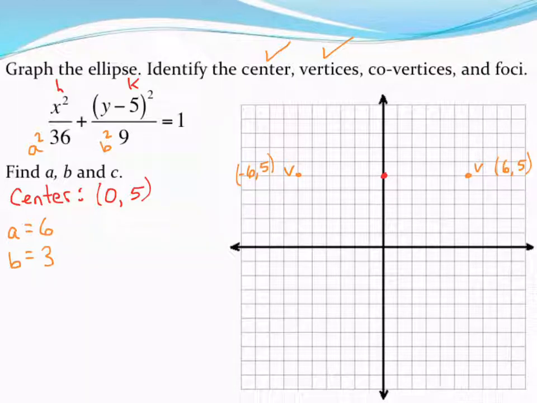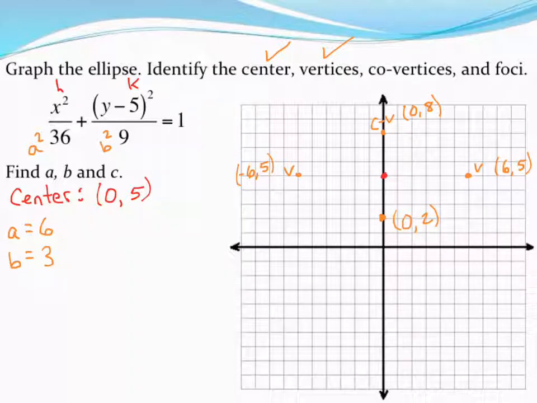So from the center, count up 3, 1, 2, 3. That's going to be called the co-vertex, or the co-vertices. That would be at the point 0, 8, if I want to label that right away. Similarly, count down 3 from the center. So 1, 2, 3. That's going to be at the point 0, 2.